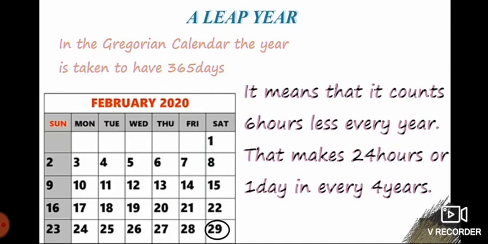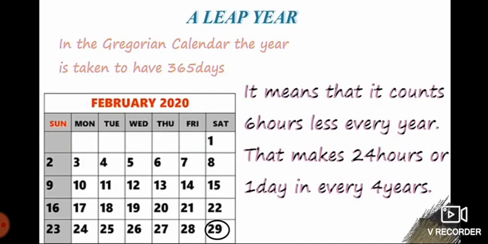Did you understand what a leap year is? I'll tell you: the year which has 366 days instead of 365 days, and in which February has 29 instead of 28 days, that particular year is called a leap year. And students, a leap year comes after every 4 years.